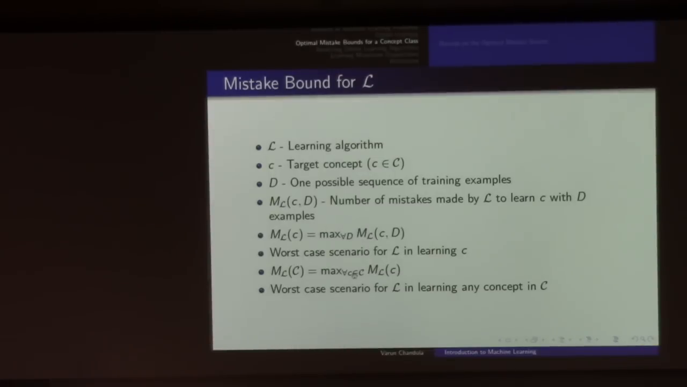So remember, a concept class contains many concepts, right? Now C could be any one of them. So for example, in the case of conjunctive concepts, right? Let's go back here.